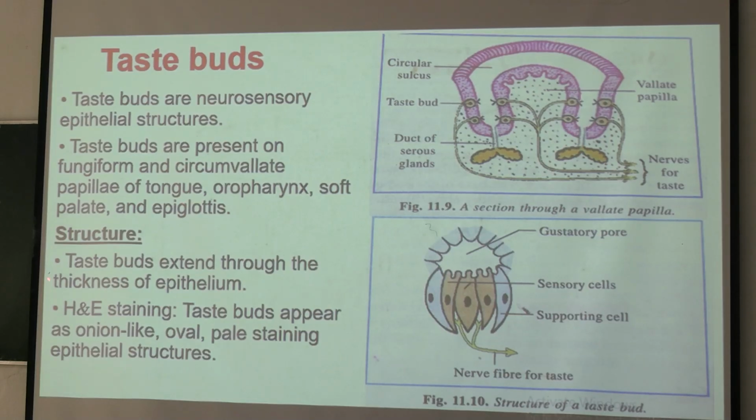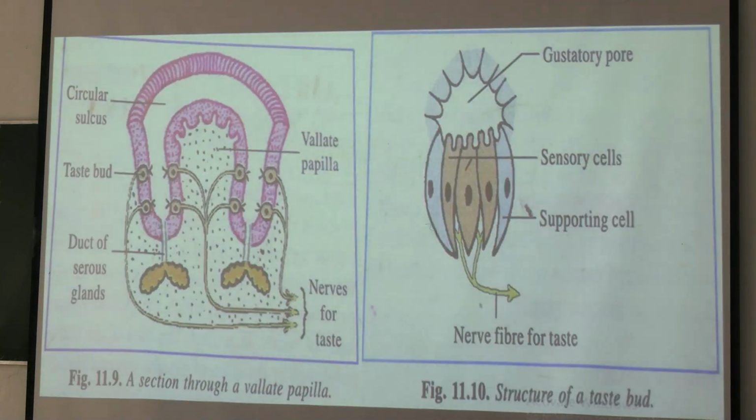Next, what is the structure of the taste bud? Taste buds extend through the thickness of the epithelium. In hematoxylin eosin staining, taste buds appear as onion-like, oval, pale staining epithelial structures. See here, this is a section through the circumvallate papilla. This is the papilla. Surrounding the papilla there is a circular sulcus, and in the wall of the sulcus, these are the taste buds, and these taste buds are connected to the sensory neurons.